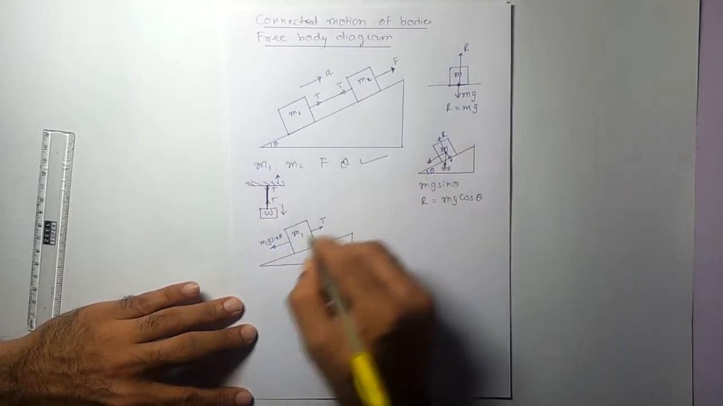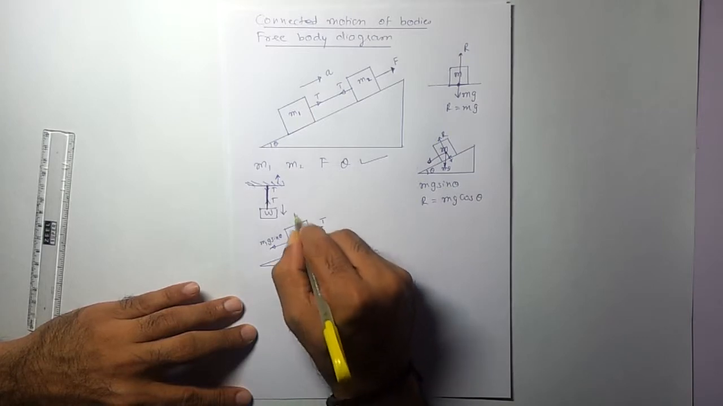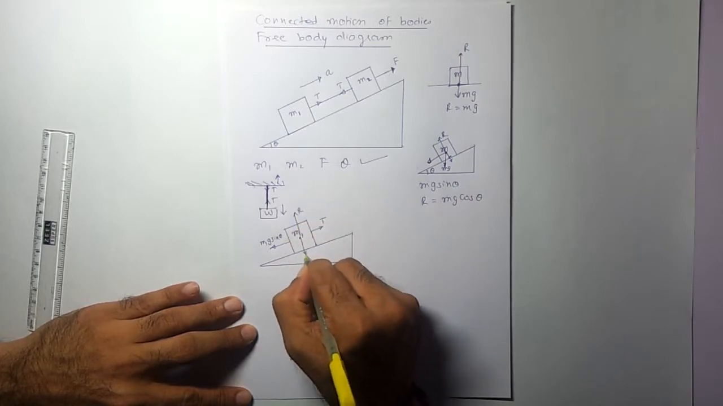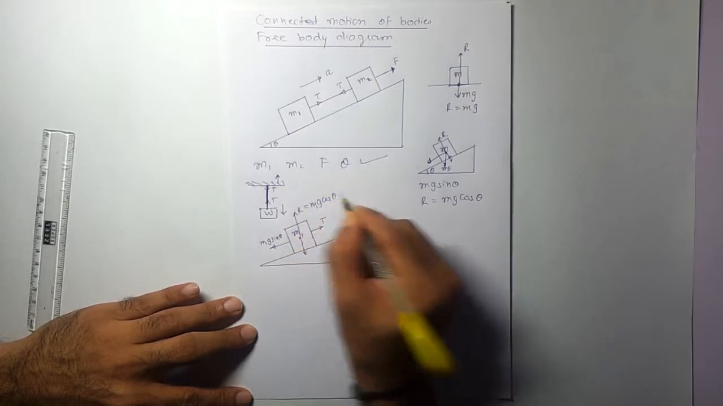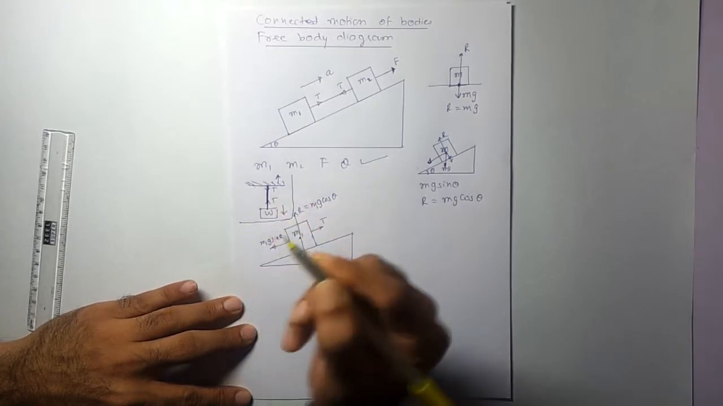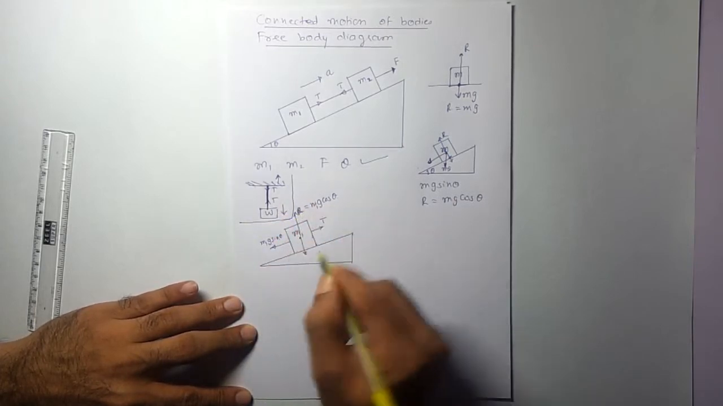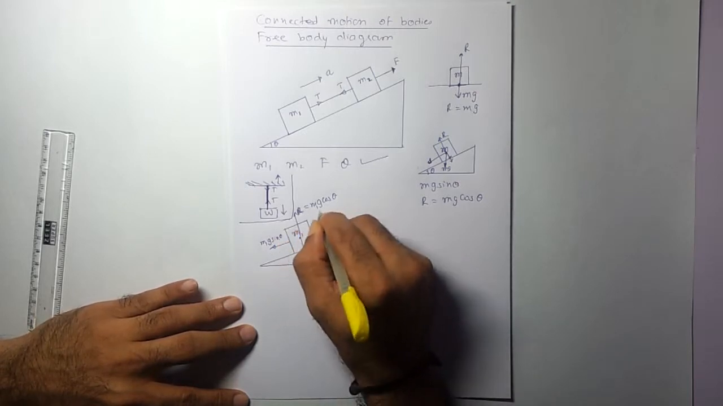And the normal reaction R. This R will be equal to m1g cos theta. Let me just draw a line over here so that R is equal to m1g cos theta. Also, I know that this particular mass m1 is moving up with an acceleration a.